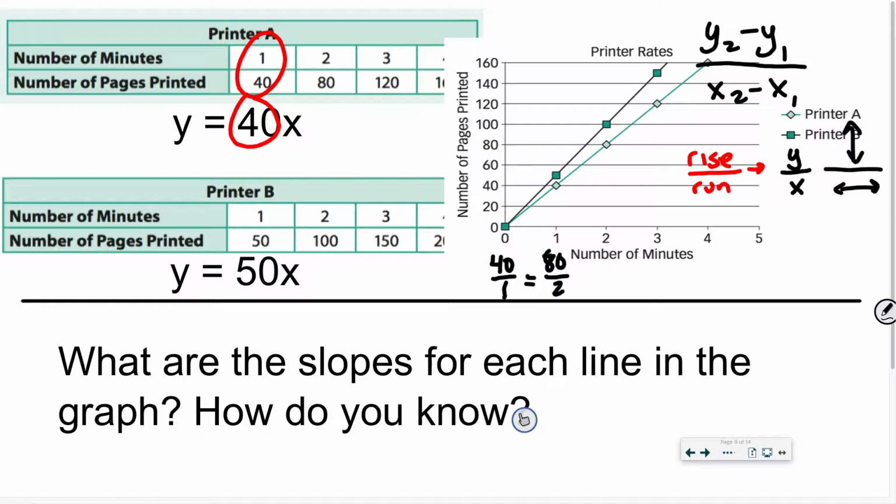Now let's say I asked this question for printer A, and a student said, the slope is 2. The slope, when I do rise over run for printer A, is 2 over 1. What did the student do wrong? Instead of putting 40 as the rise, he went two spaces up. Why 2? Because it's like 2 lines. Because on this graph, I'm really moving up 2 lines and I'm moving over 1.